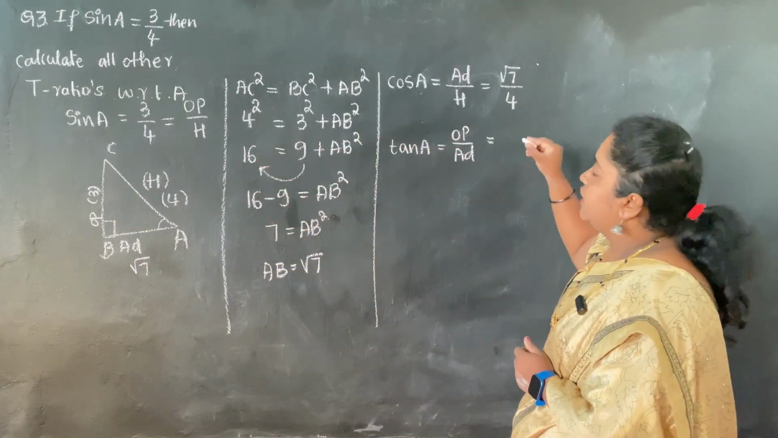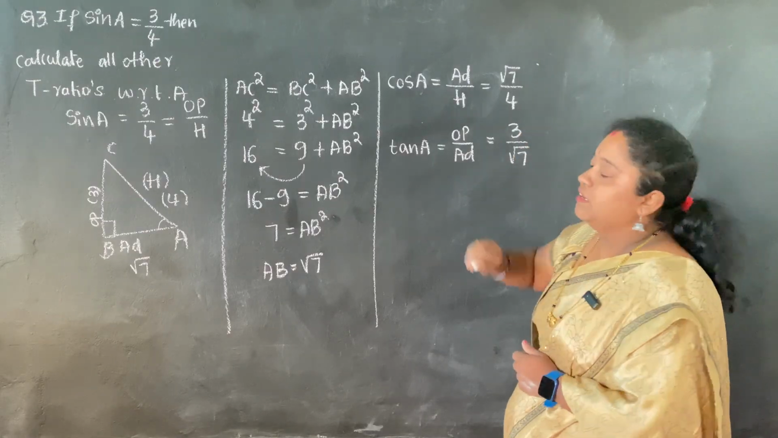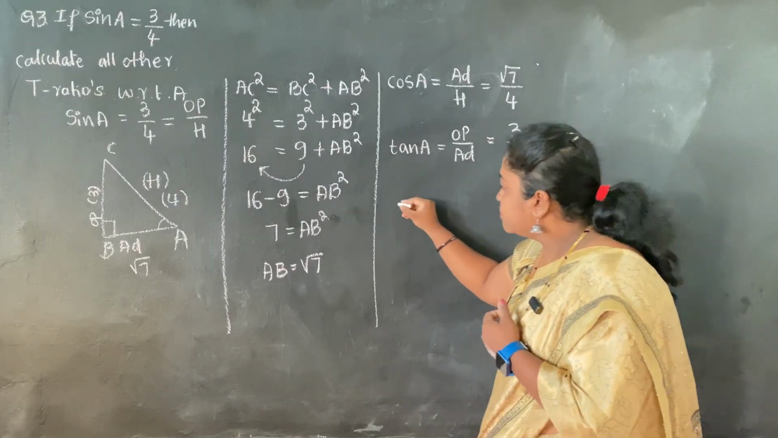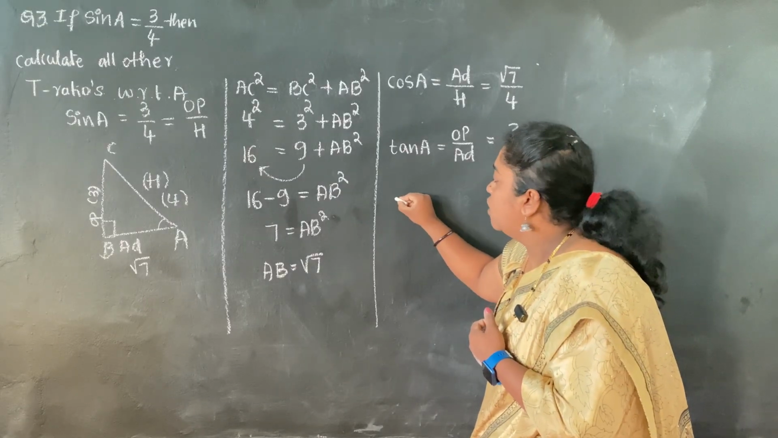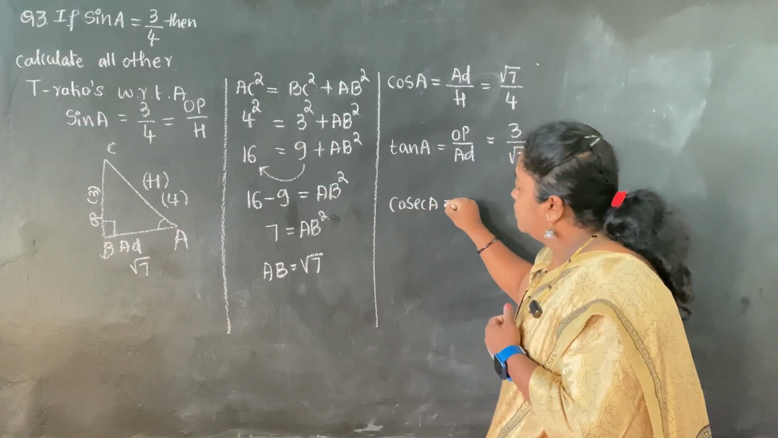So I'll be having, dears, 3 divided by root 7. This is the tan value. Fine. And after that we'll go to the next trigonometric ratio, that is cosec A. Okay, we'll calculate cosec A.